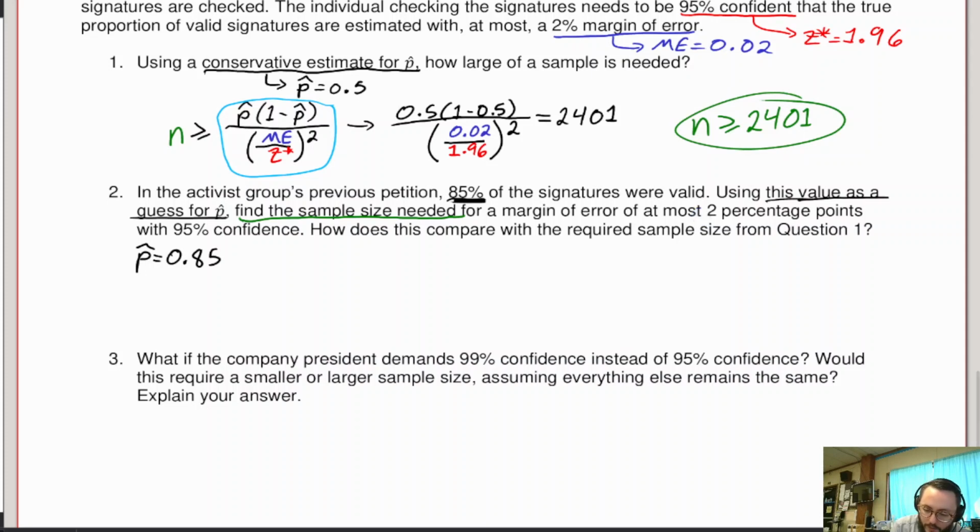Okay, so let's go ahead and plug it in. We get 0.85 times 1 minus 0.85 divided by, now this bottom part effectively just stays the same, 0.02 divided by 1.96, squared. And when we calculate this, sorry, I don't have this one pre-calculated.